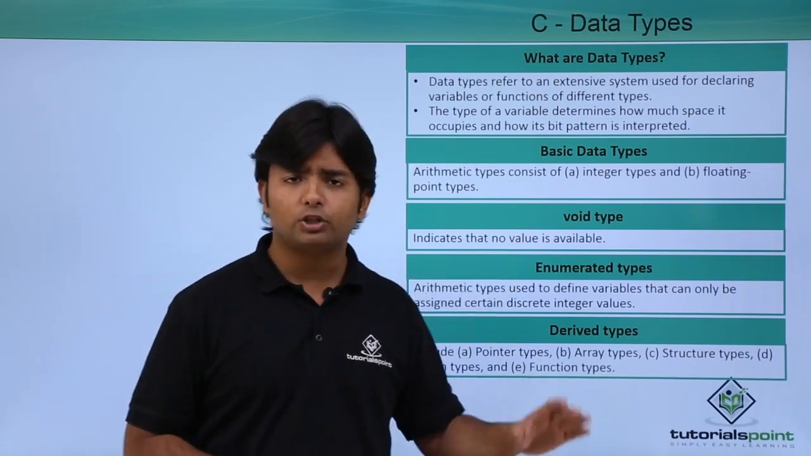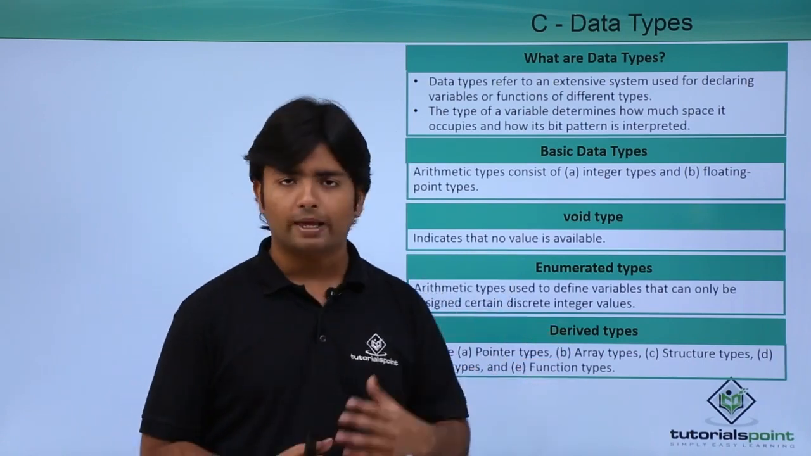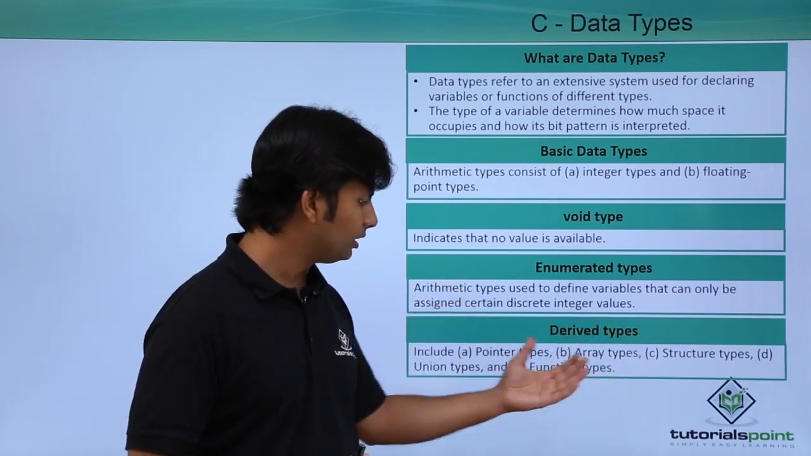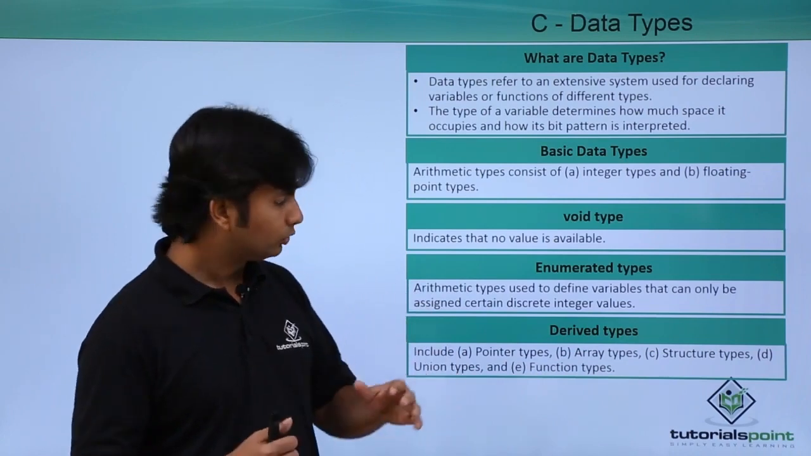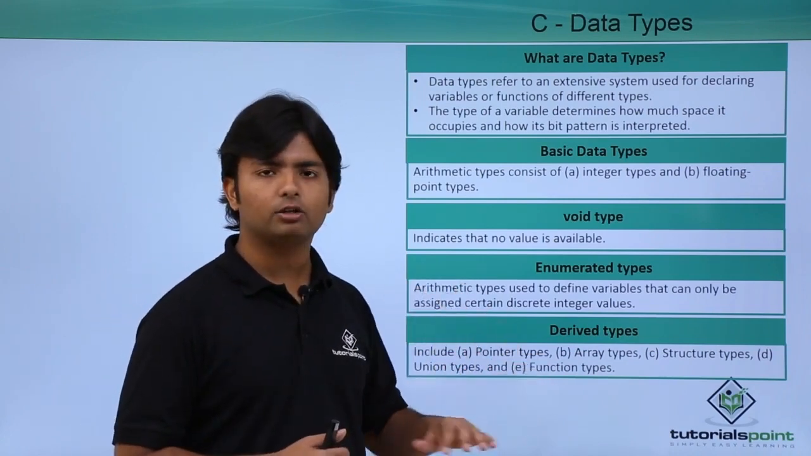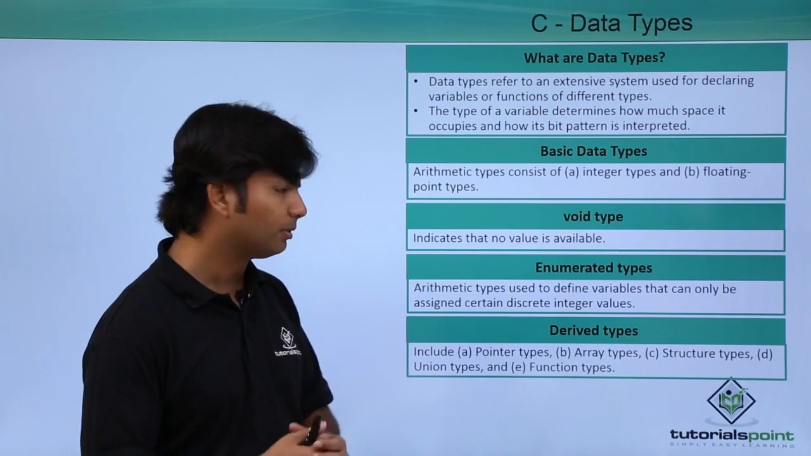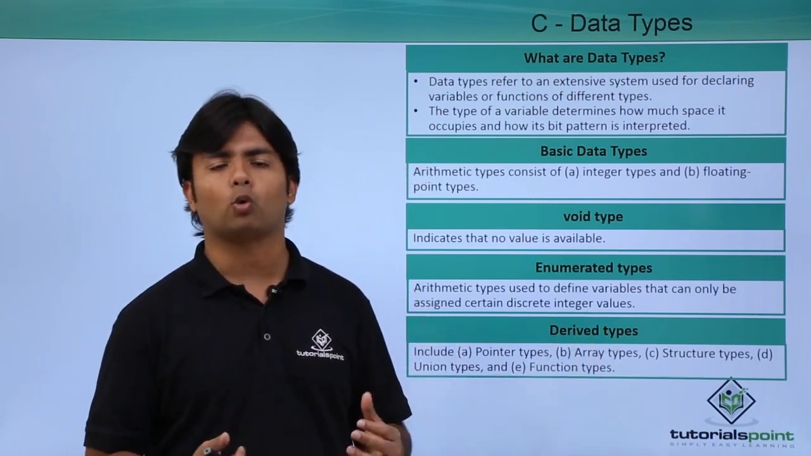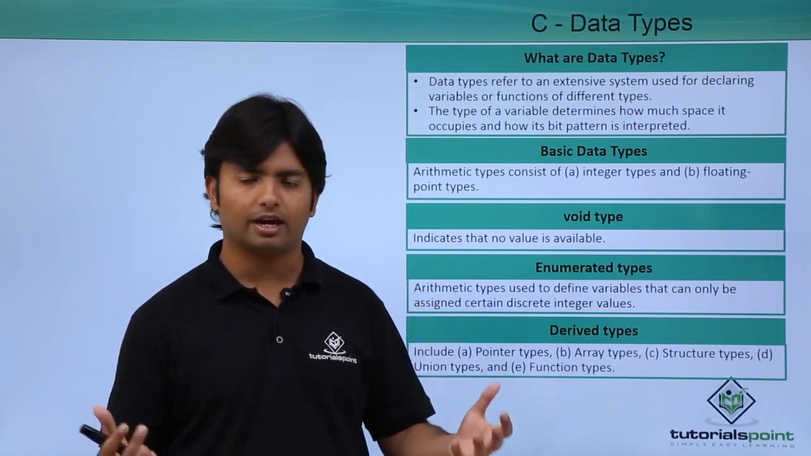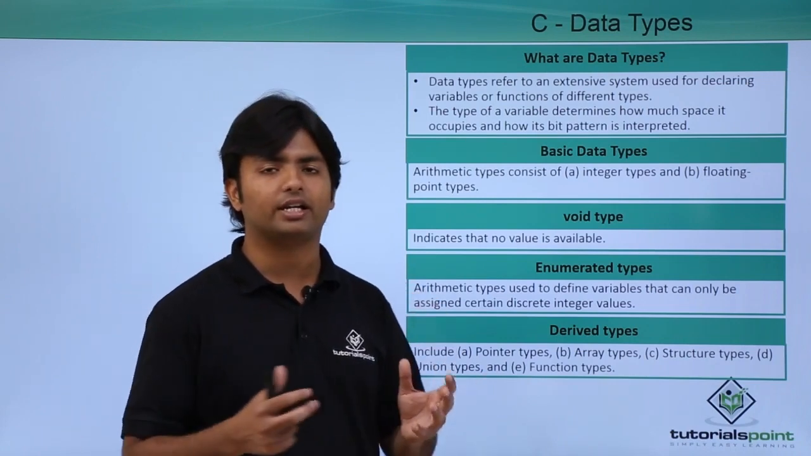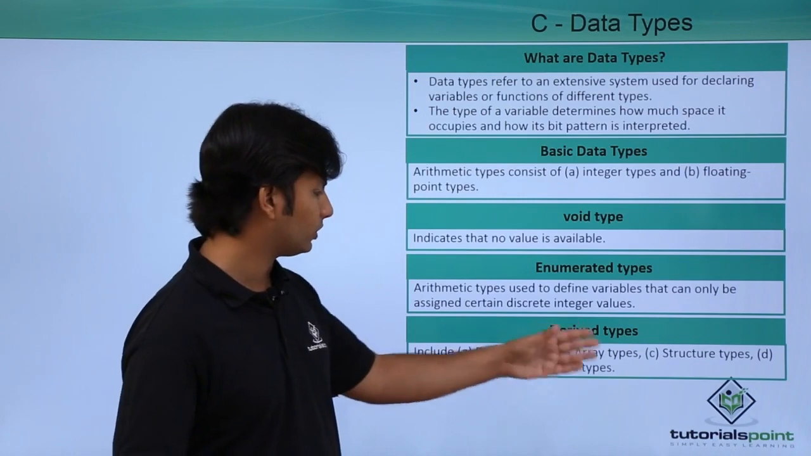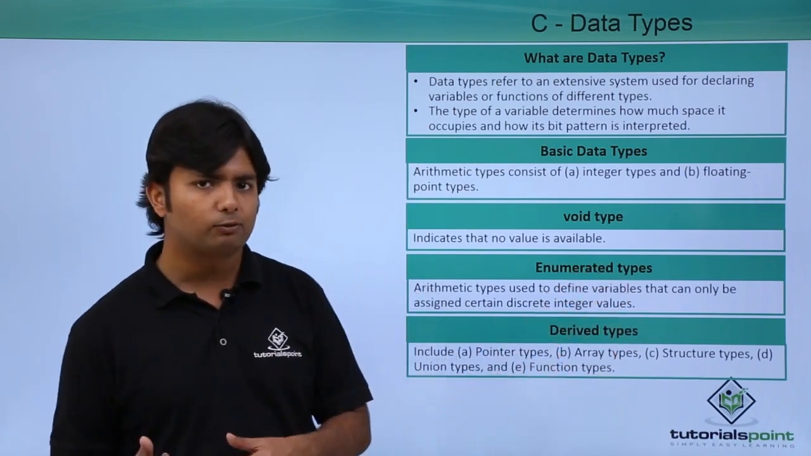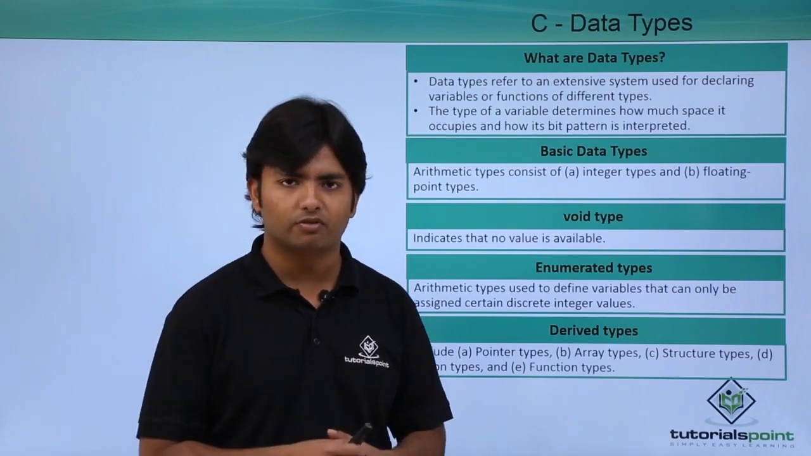Apart from that, we have some derived data types also, like arrays, pointers, structures, union, and functions. Pointers are here for storing the address of a variable. We will discuss them. Array means when you want to store similar values on a large scale, a collection of such values, you can go for arrays. Similarly, structures and unions are customized data types which we will discuss in our coming videos.